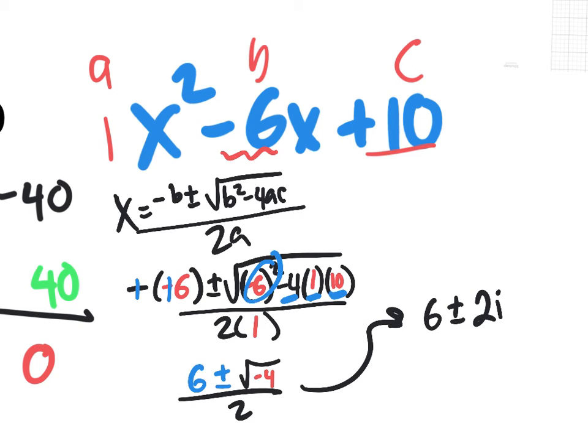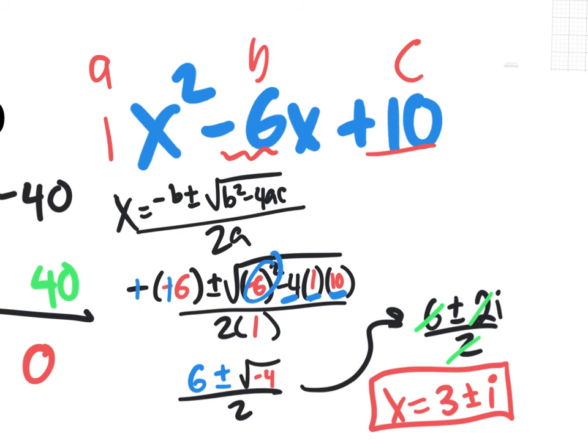And this becomes 6 plus or minus 2i. Anytime you take a square root of a negative, it becomes i. The square root of 4 is 2. It's still over 2. At this point, let's just reduce everything by 2. That becomes a 3, that becomes a 1, that becomes a 1. So your final answer, x equals 3 plus or minus i. I'm not going to put the 1 in front of the i. There are my other two answers.